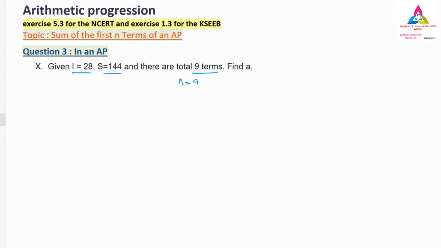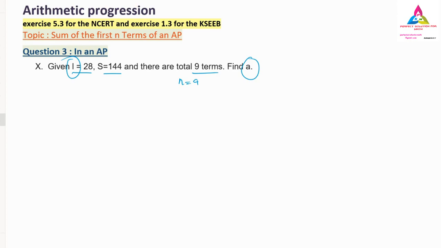Remember, they have not mentioned n is equal to 9 directly, but they have used a trick: they have said there are total 9 terms. So the n value is 9, and they have told you to find the a value. So which formula are you going to apply? You can ask me, this is L, and we don't know what L is.